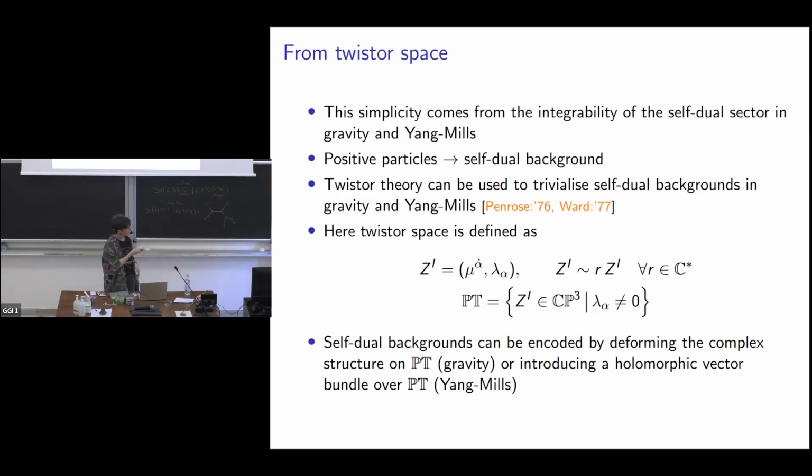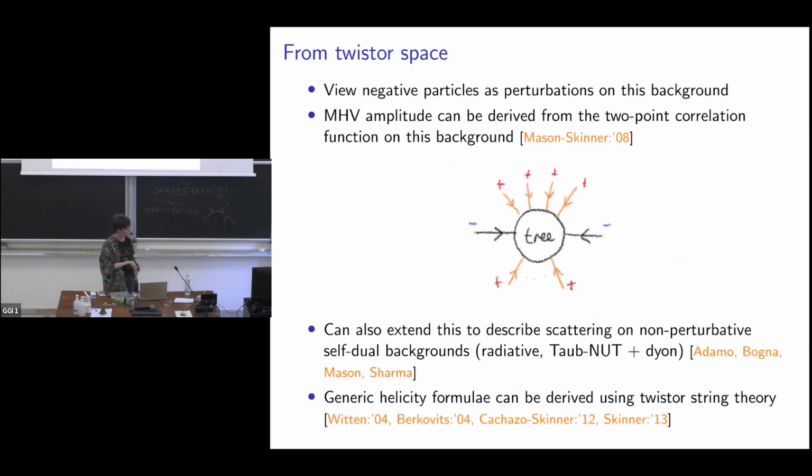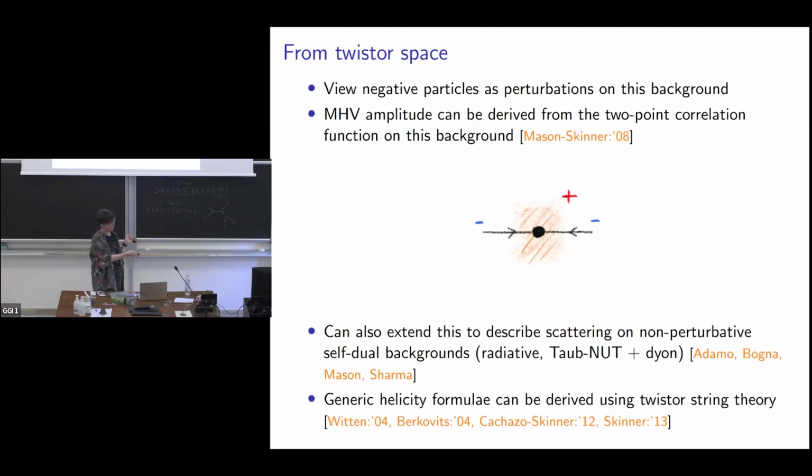So, is this going to work? Yeah. So we can now view our negative helicity particles as perturbations on this background, and then derive our MHV amplitudes as two-point correlation functions on a self-dual background. So here, just view all of these positive helicity particles as background. And then this you can also view as a helicity flip amplitude on this self-dual background.